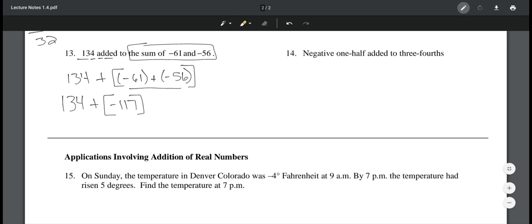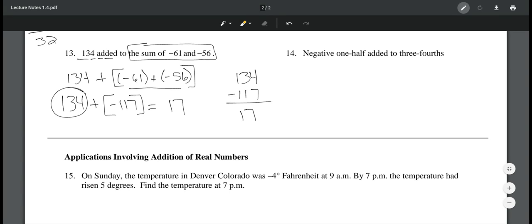Now, since I have different signs, I have to go through and subtract. So I should be thinking 134 minus 117, because the absolute value of 134 is bigger than the absolute value of negative 117. When I subtract those two numbers, I get 17. Now 17 is going to stay positive because 134 was the larger of the two absolute values and it was positive to begin with.